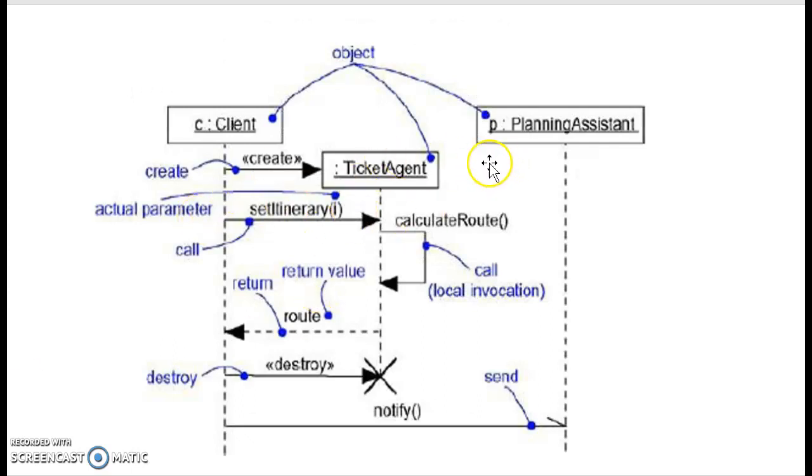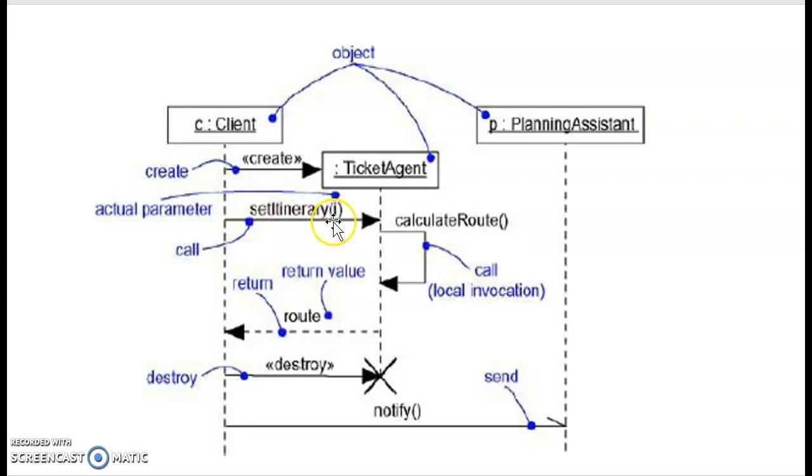Another type of sequence diagram is also shown here, where the client is an object and P is a planning assistant. So these three are objects, and the ticket agent is also an object. These dashed lines are the lifelines. When the call is made, a create is shown in the stereotype. Then actual parameters are shown, like set itinerary.